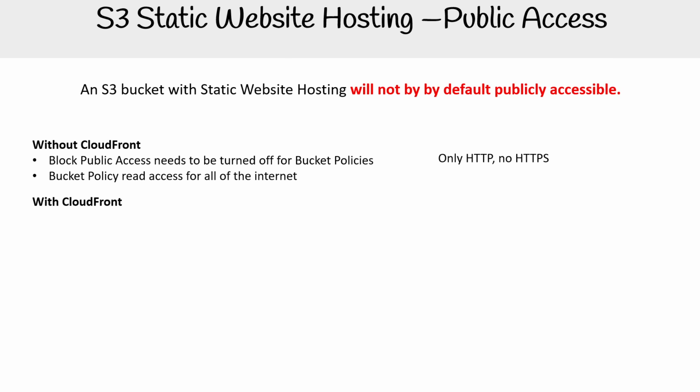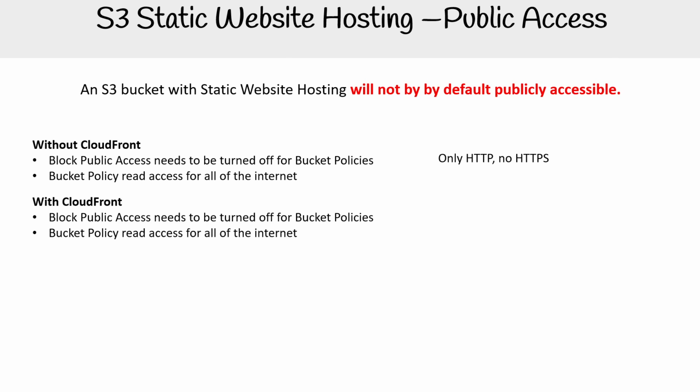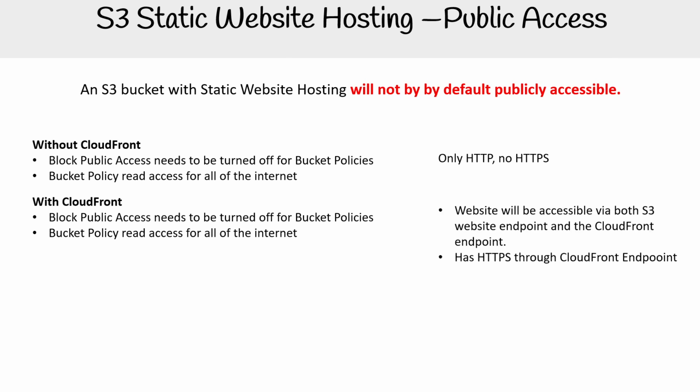So we add CloudFront. Now we still have to turn off block public access for bucket policies, and we still need to create the same bucket policy. So we get the advantage of HTTPS, it's secure. We could also do a custom domain. However, people can still access it through the other S3 website endpoint. So even though you went through all this effort to make it secure and provide a custom domain, they're still going to access it through that unsecure endpoint that S3 provides you for free.